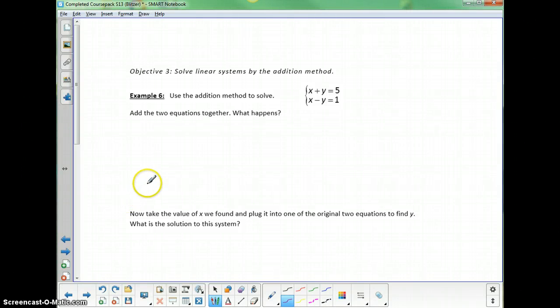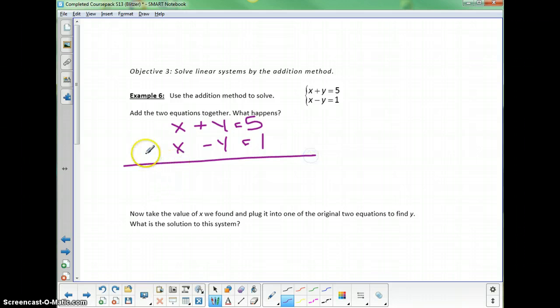Now we're going to look at the technique called the addition method. Alright, so these equations are set up, notice, in a column, the x's, the y's, and the constants. And I want to add the two equations together and notice what happens. So if I write down the two equations, x plus y equals 5, and x minus y equals 1.